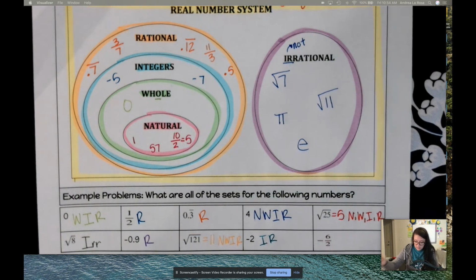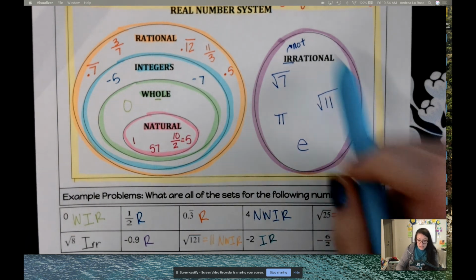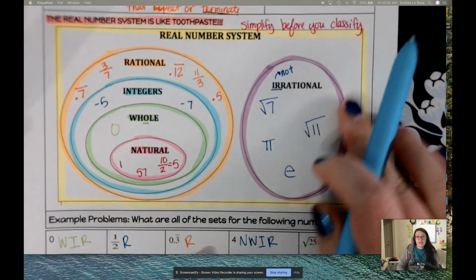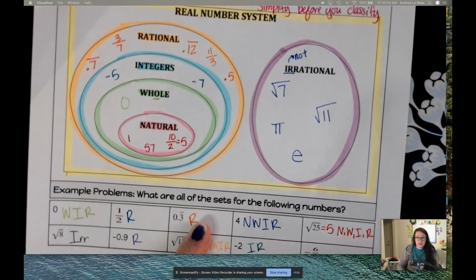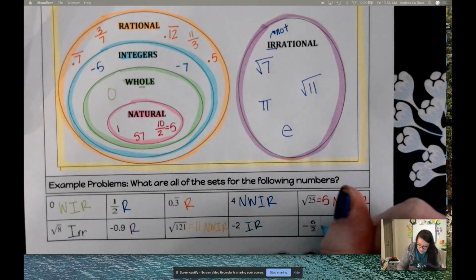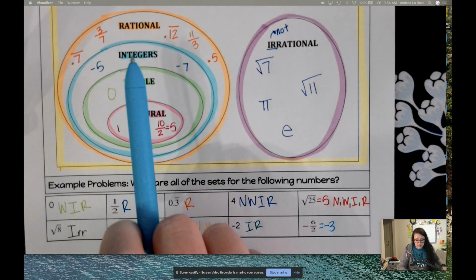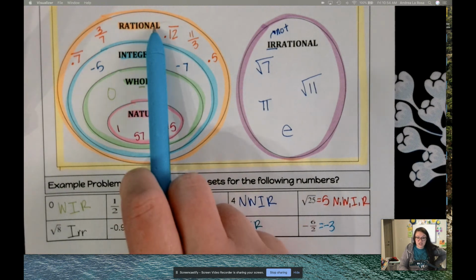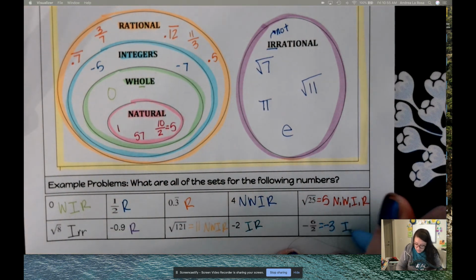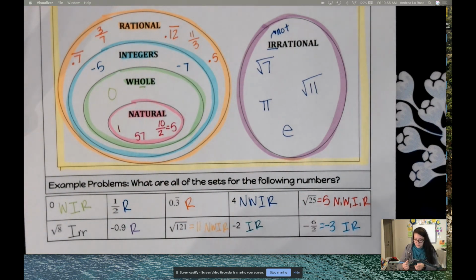And then negative 6/2. Simplify before you classify. Negative 6/2 simplifies to negative 3. Where's negative 3 at? That's an integer. So that means it's also rational.